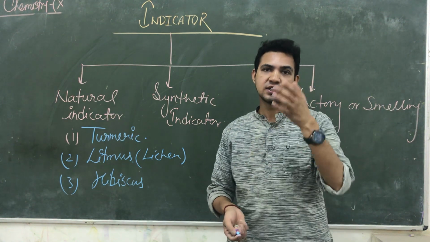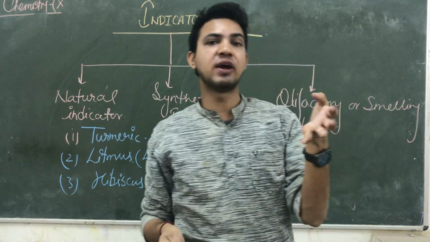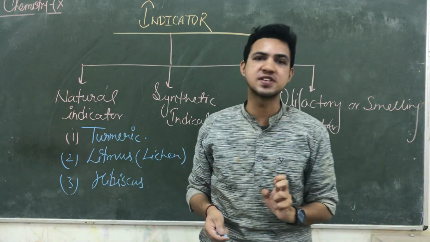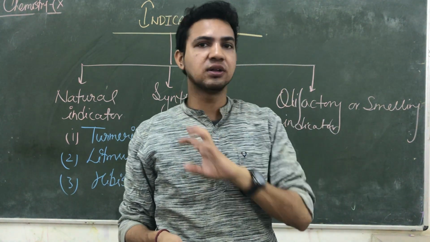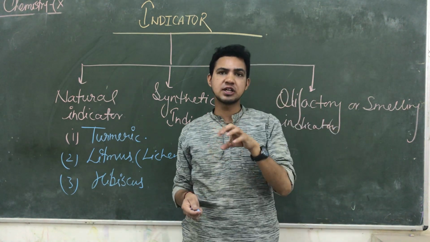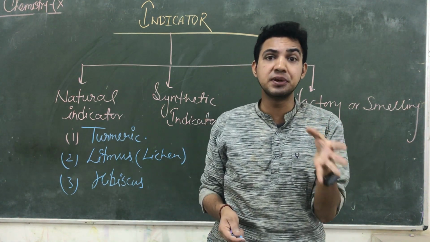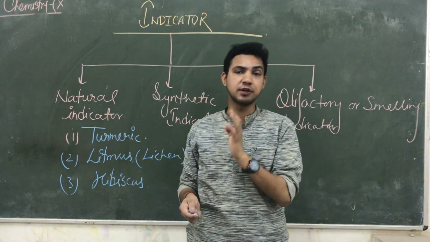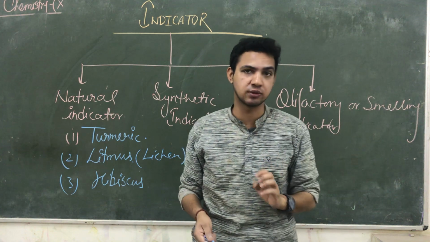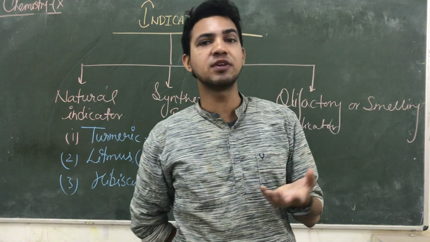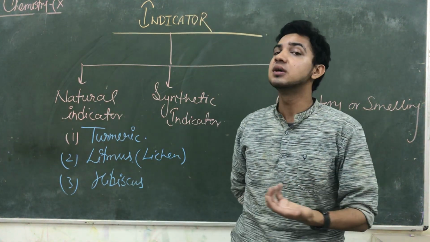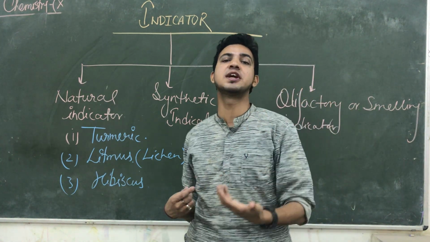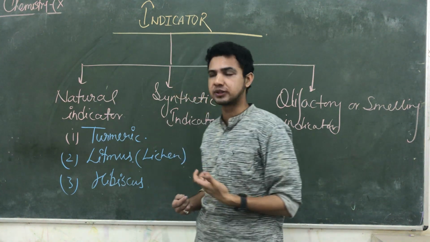Like turmeric, the turmeric is yellow in color. But when it comes into contact with any base, like soap, your soap is basic in nature, or some other base, the turmeric immediately changes its color. It turns from yellow to red. So it means the given substance is basic in nature. By the color change of turmeric, we identify that the given substance is basic in nature. So turmeric shows the presence of base; it is a basic indicator.